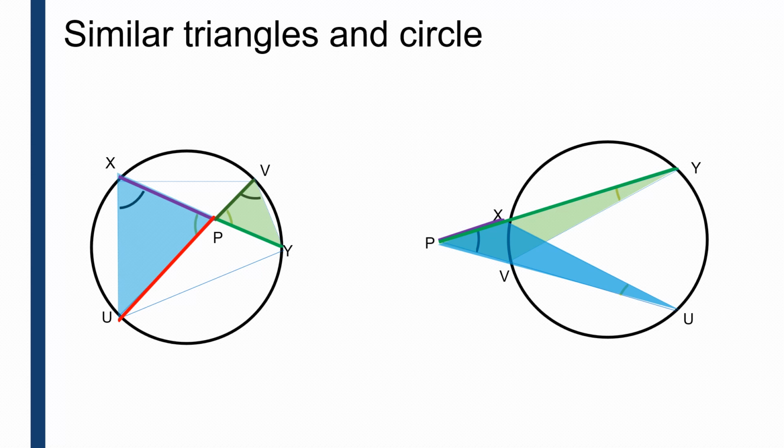So PX over PY is equal to PU over PV, and we have PX times PY is equal to PU times PV. We're going to use this in our proof.